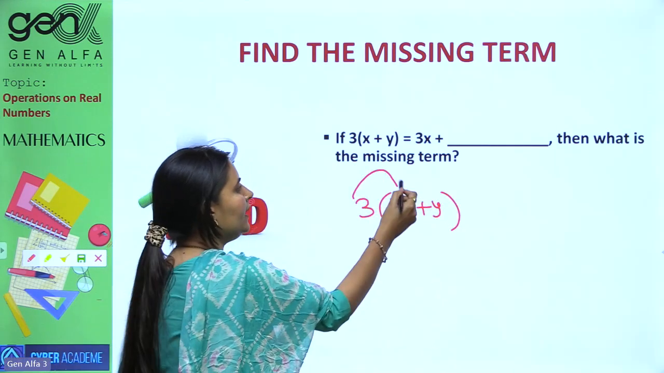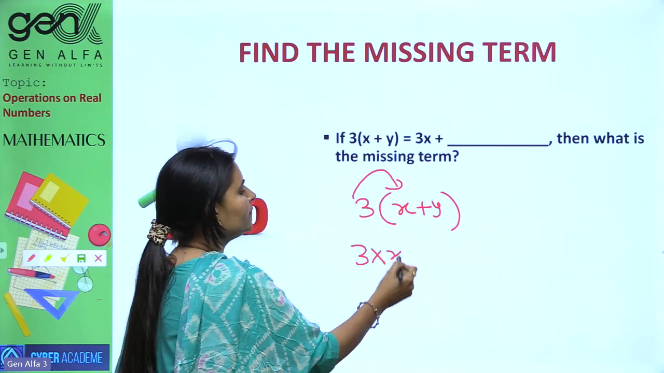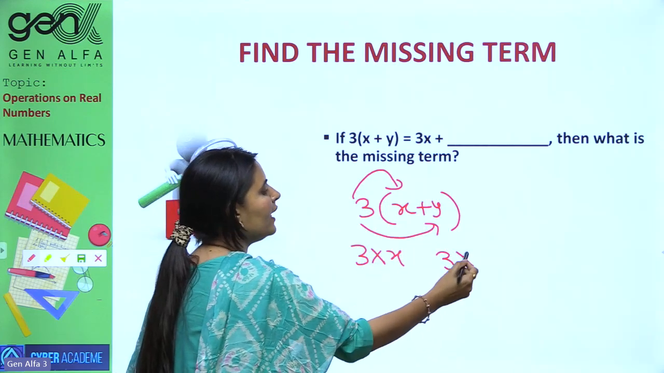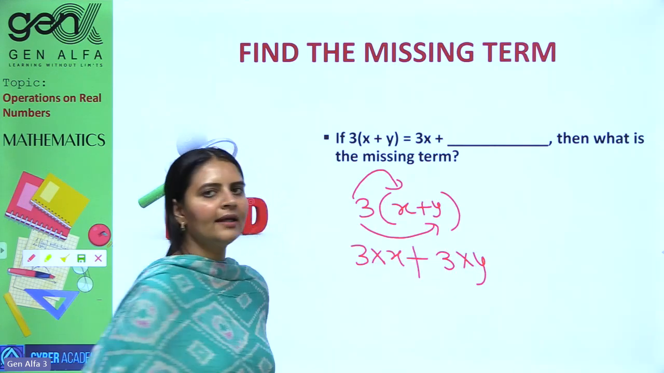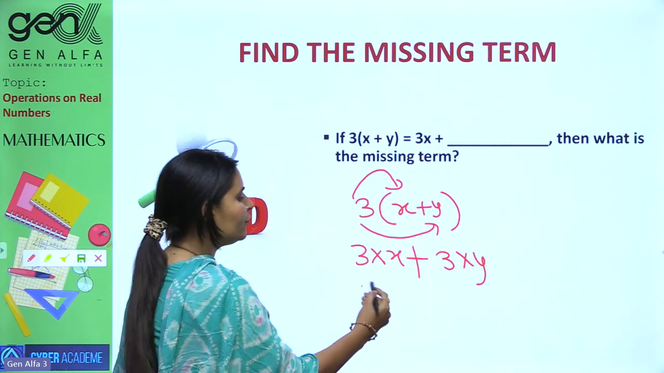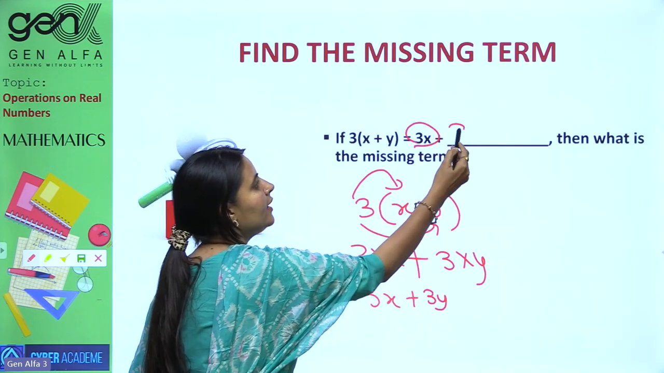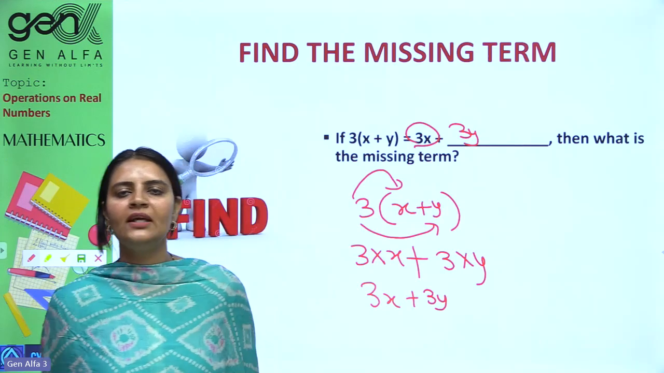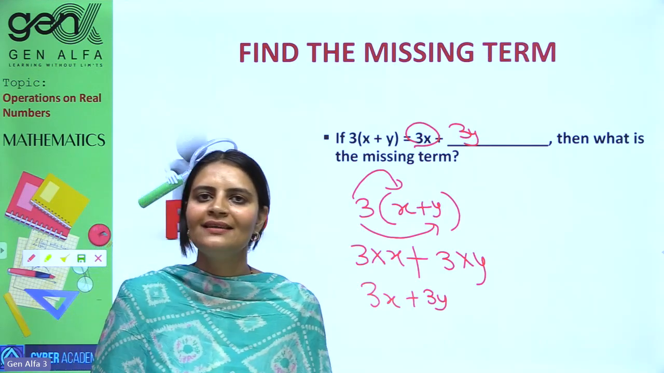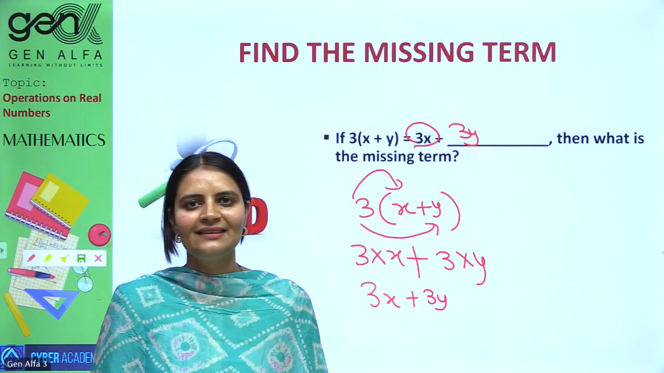This 3 would be taken along with x. This 3 would be taken along with y. And the plus sign is in between. So that would be 3x, that would be 3y. 3x is already there, so the missing term is 3y. Was it easy? So easy it was.